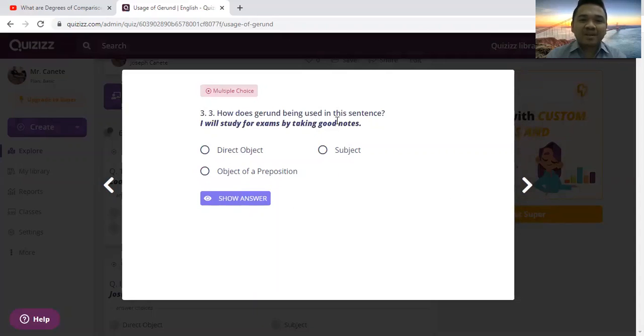Okay, number three. How is the gerund being used in this sentence? I will study for exams by taking good notes. So it functions as... very good, an object of a preposition. Why? The gerund taking comes after the preposition by. Okay, take note of that.